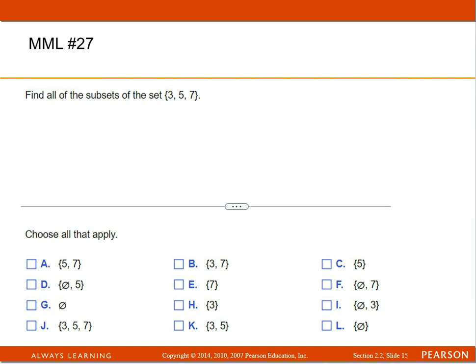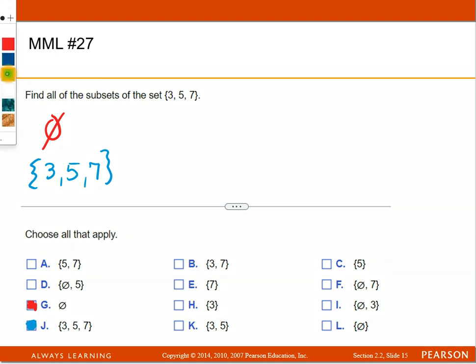Always start with the empty set. The empty set is a subset of every set, so I'm going to bubble in on this one. And then I always tell people, go with the set itself, because the set itself is a subset of itself, and that would be right underneath. There's J. Now, after that, you are going to go for the singles.